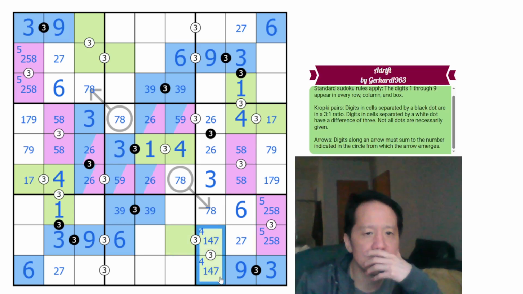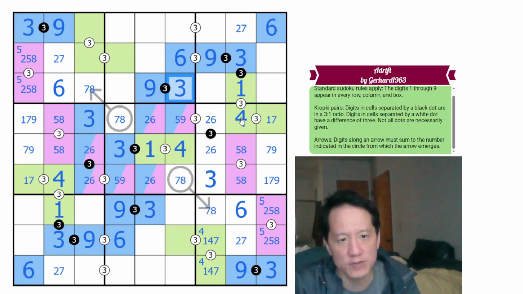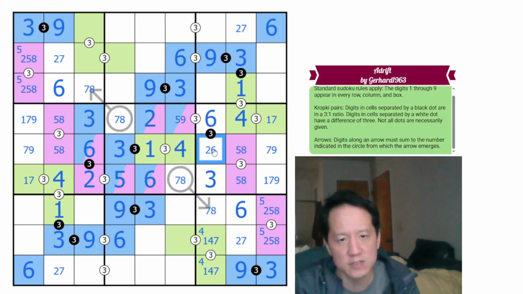4, 7. This can't be 3, therefore this must be 9, which makes that a 3, which makes that a 9, which makes that a 3. This 9 means this can't be 9, so this has to be 5. And 5 is 3 away only from 2, so this is a 2, which makes that a 6. This can't be blue, this can't be 2, so this is 6, which makes that a 2, which makes that a 6, and that a 2.